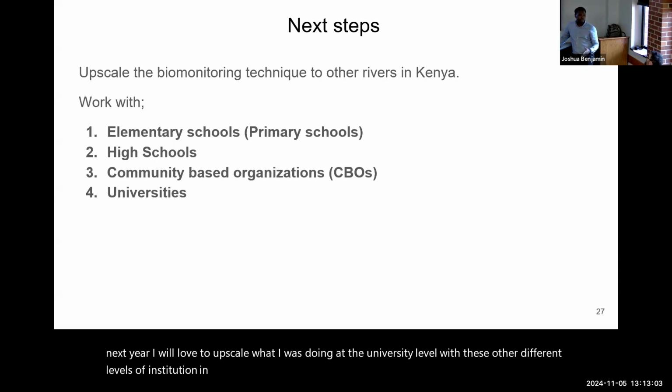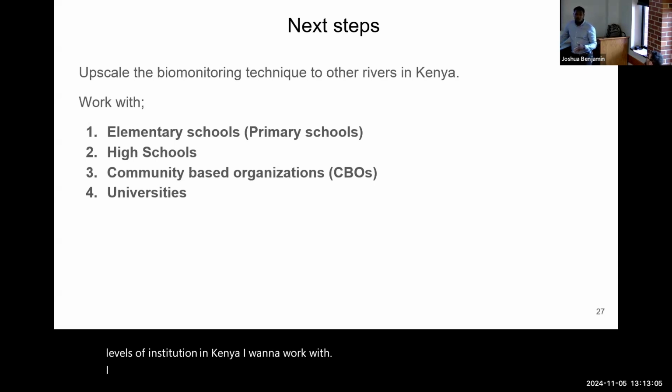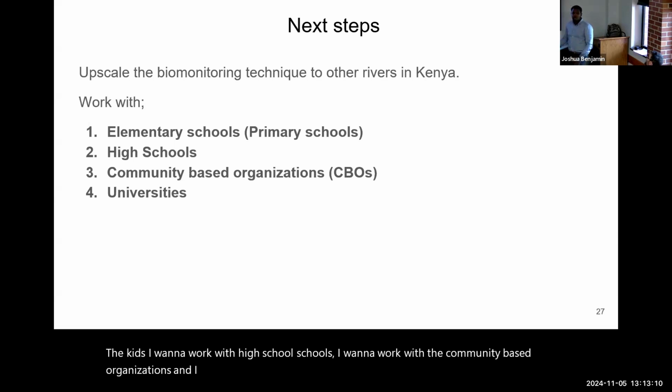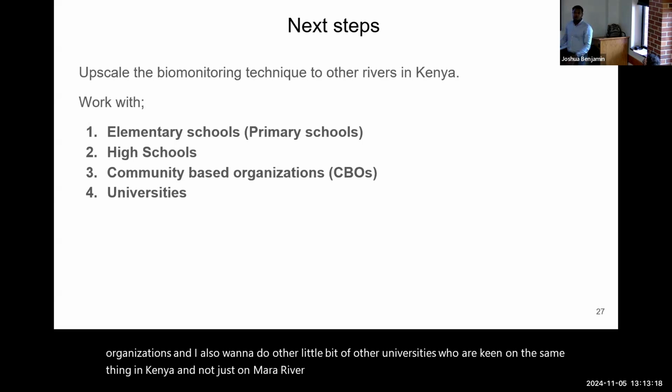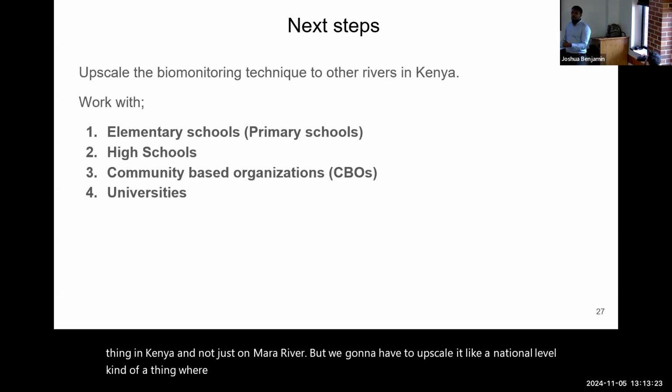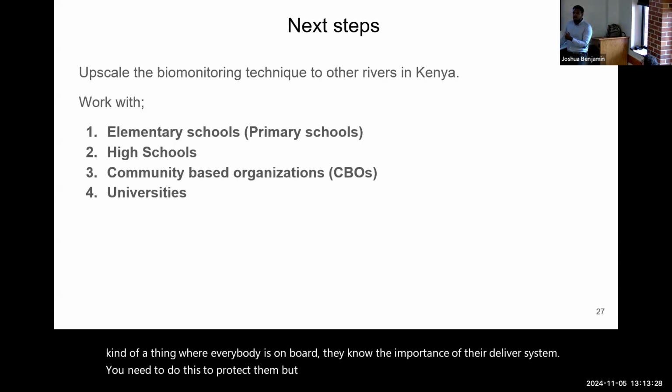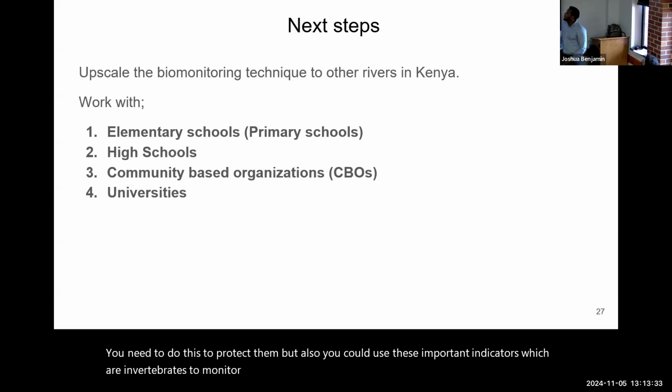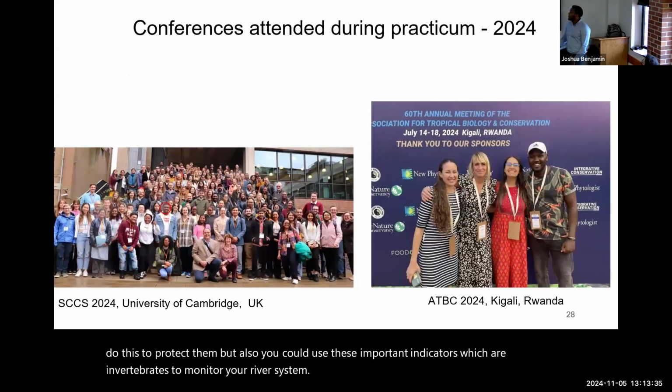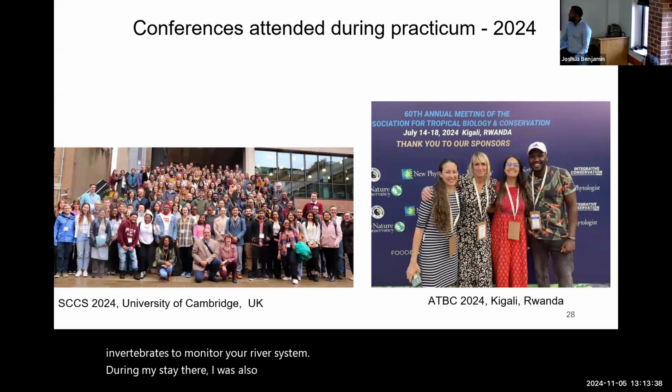I want to work with elementary kids. I want to work with high schools. I want to work with community-based organizations, and I also want to work with a few other universities who are keen on the same thing in Kenya, and not just on the Mara River, but upscale it to a national level where everybody is on board. They know the importance of the river system. You need to do this to protect them, but you could also use these important indicators, which are invertebrates, to monitor your river system. During my stay there, I was also fortunate to attend some conferences.